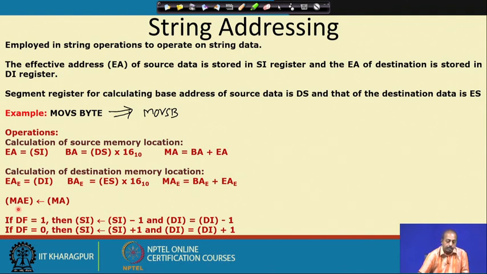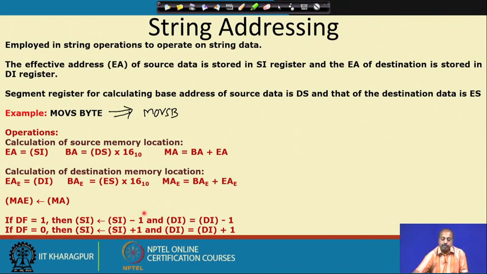Finally, the content of the source memory address MA will be copied to MAE, and after that, if the DF flag is set, then SI will be decremented and DI will be decremented, and if DF is 0, then SI will be incremented and DI will be incremented.